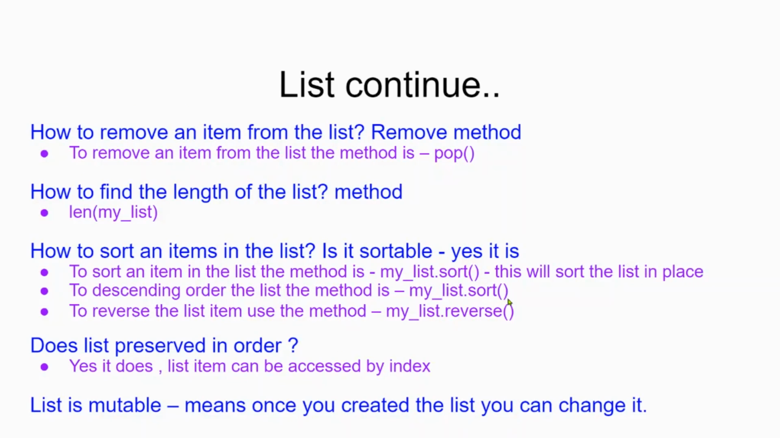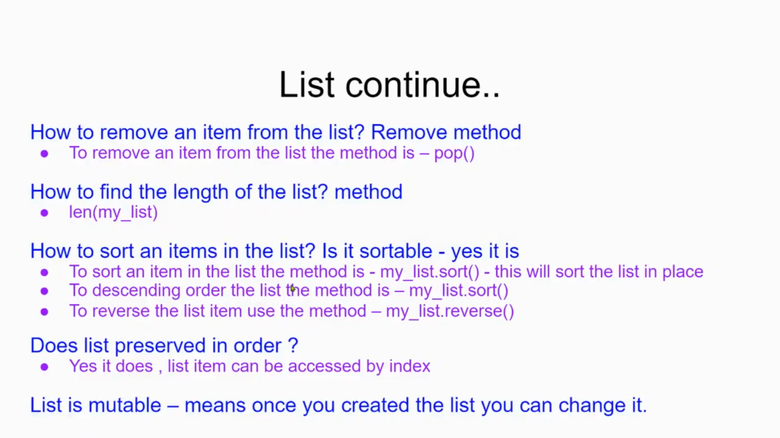And if you want to remove any item from the list, it's the pop method we use. And if you want to see the length of the list, the method is just to write len and the name of the list, and it will print out the size of the list.